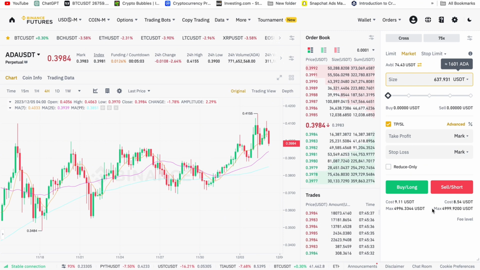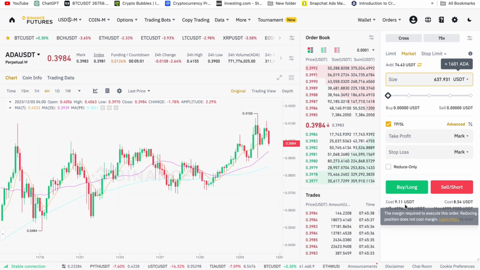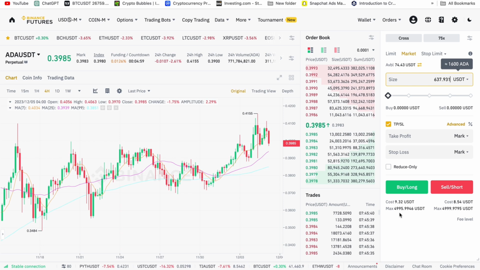You can see we are supposed to use $9 on the trade. So if we use $9 and the trade hits our take profit, we'll be making $58. If the trade goes against us, we are going to lose $18. So this is how you calculate position size.